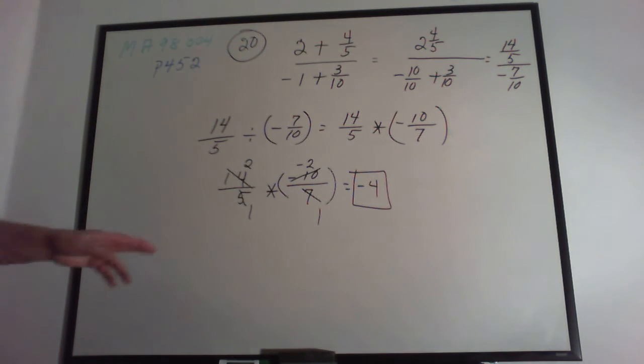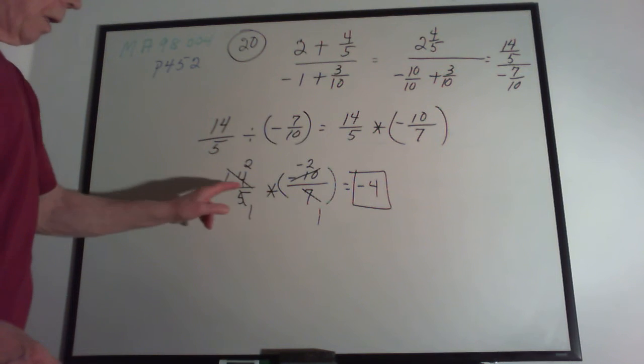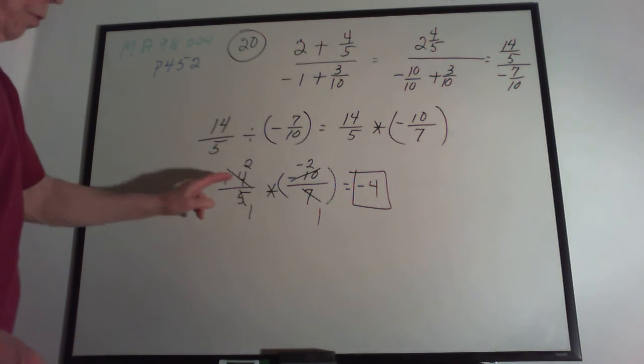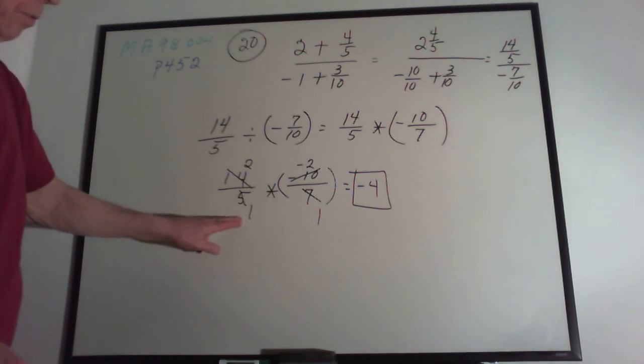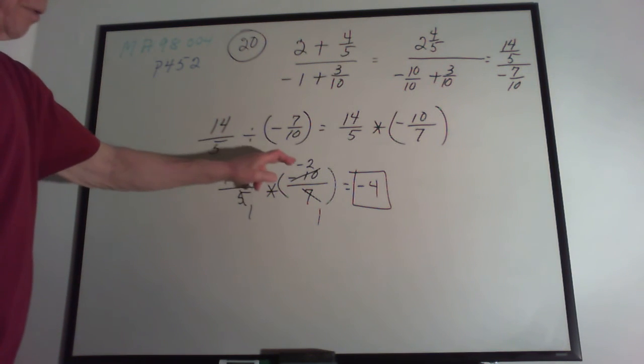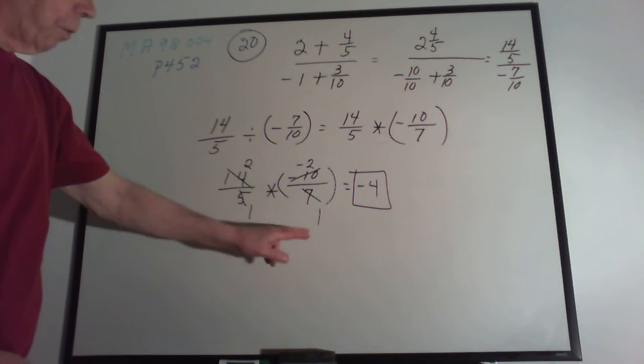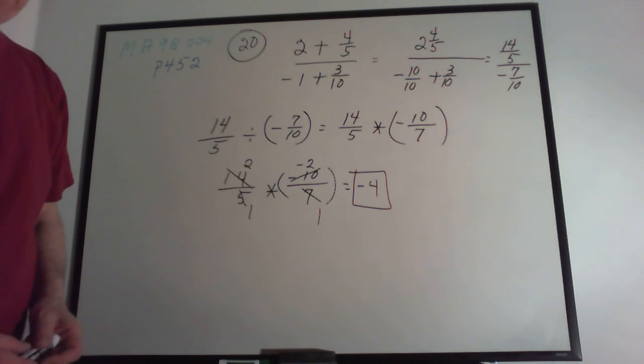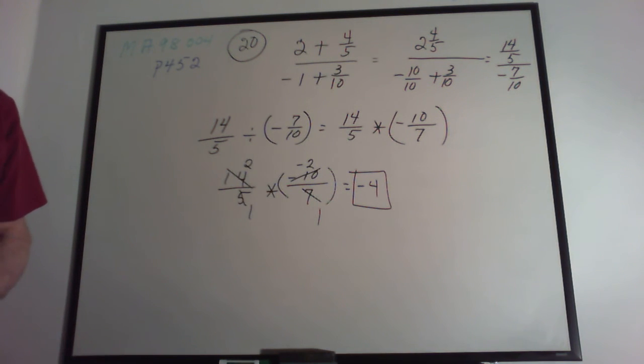All right. Divide 7 by 7, I get 1. 14 divided by 7 is 2. 5 divided by 5 is 1. -10 divided by 5 is -2. 2 times -2 gives me -4. 1 times 1, the denominator of 1, we don't bother to write that.